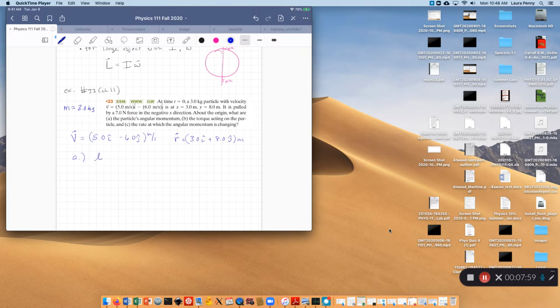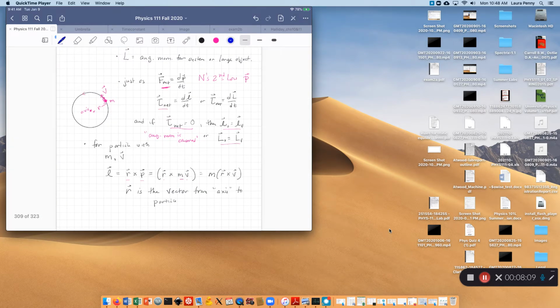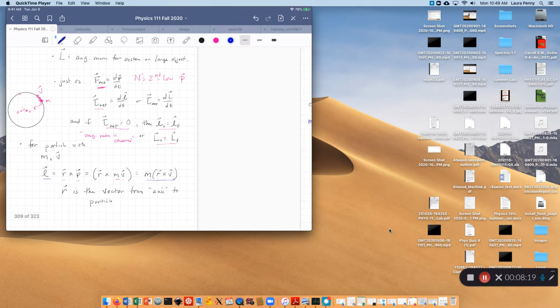So the angular momentum should be the mass and the R cross the V, right? That's what I just had over here. So the angular momentum for a particle moving around some location, and they want to know the origin, is mass times the cross product of R cross V.